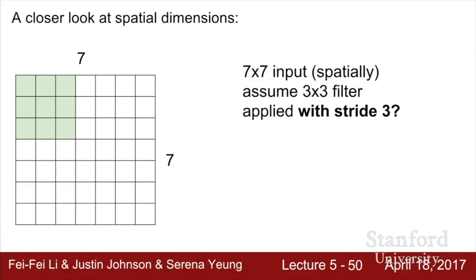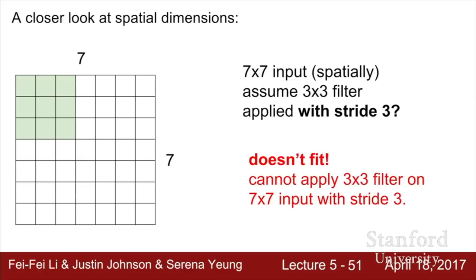Okay, and so what happens when we have a stride of 3? What's the output size of this? In this case, we slide it over by 3 again. And the problem is that here, it actually doesn't fit. We slide it over by 3, and now it doesn't fit nicely within the image. So in practice, it just doesn't work. We don't do convolutions like this because it's going to lead to asymmetric outputs.